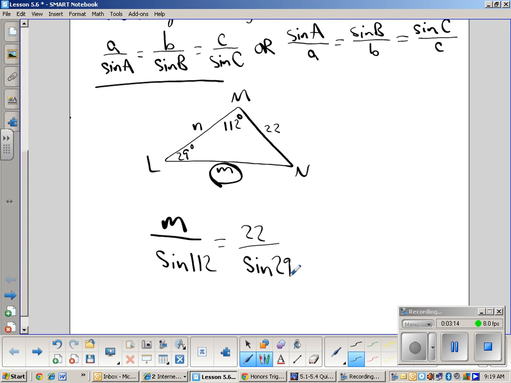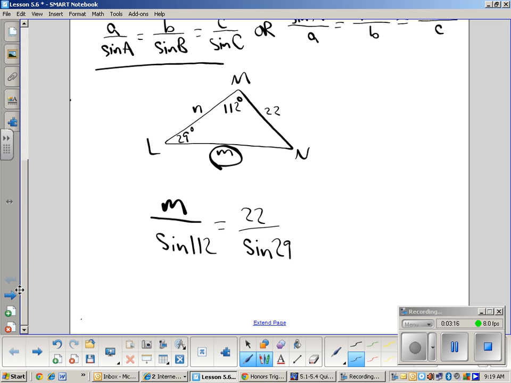And so to solve this, I could recognize my unknown is on top. And so to get rid of the divide, I multiply both sides by sine of 112. I could cross multiply, but the next step, I'm going to turn around and divide to get the m all by itself. So it's quicker just to do this.